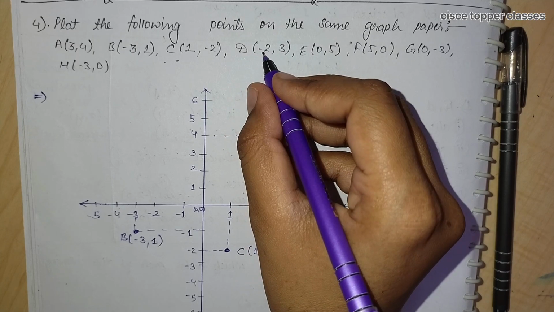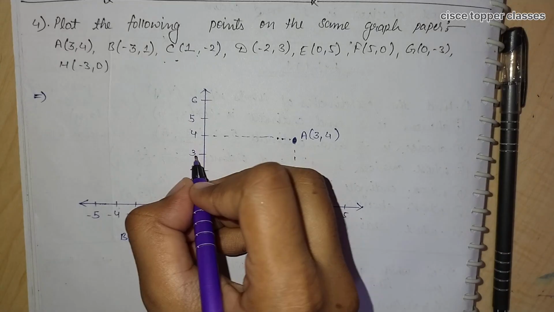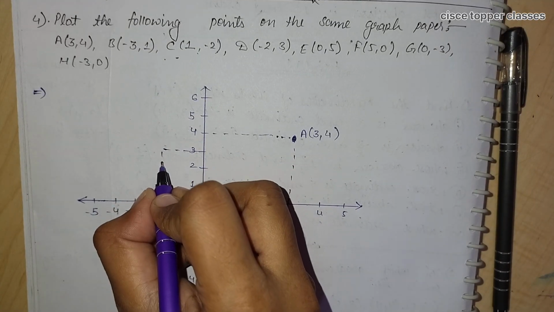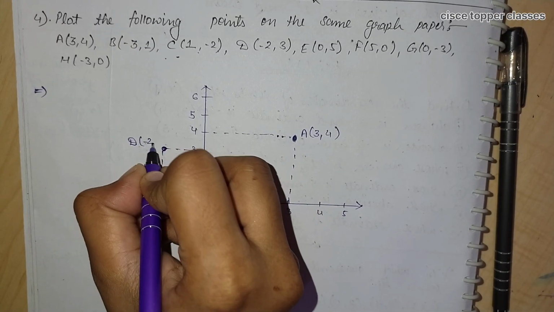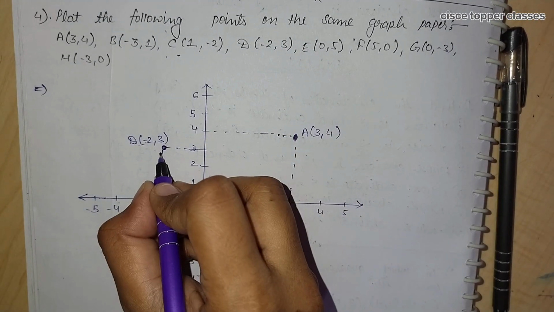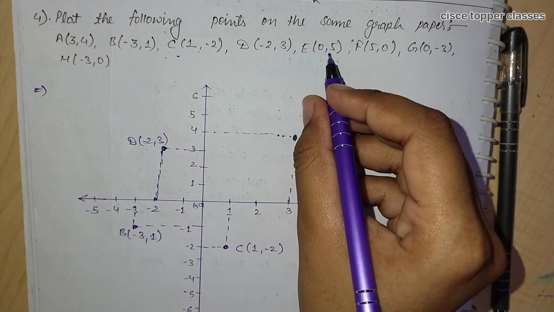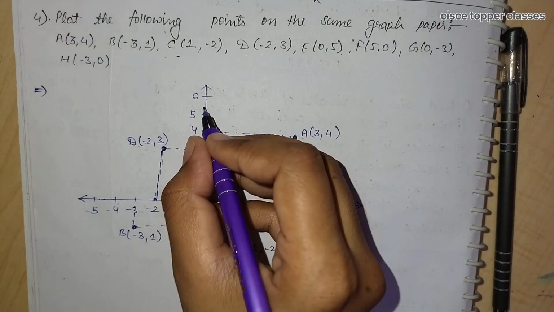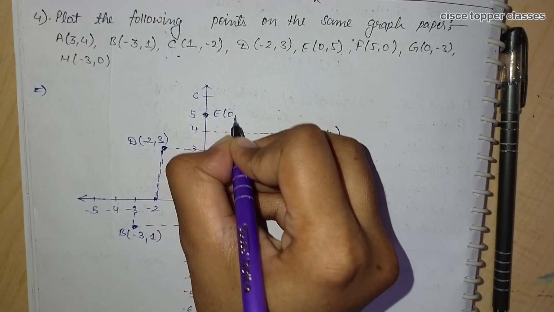Now we have point D, which is minus 2 comma 3. So this will be minus 2 here and 3 will be here. So like this. Minus 2 on x-axis and positive 3 on y-axis. So this is point D, which is minus 2 comma 3. Now we have here point E, which is 0 comma 5. So you can draw a straight line here also. So 0 on x-axis, so it lies on y-axis here, and it has 5. So this is one point E, which is 0 comma 5.